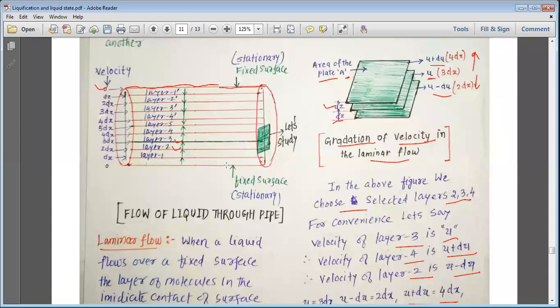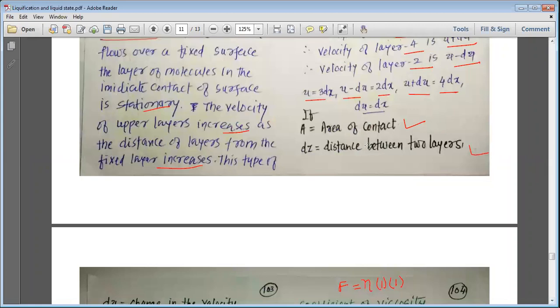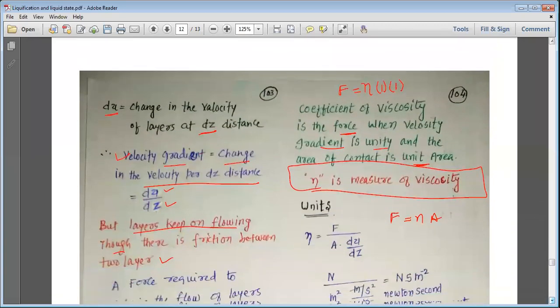This is known as the velocity gradient, and such flow of liquid is known as laminar flow. In laminar flow, my dear students, if A is the area of contact between the layers, dz is the distance between the two layers, and the velocity of one layer is u, whereas the upper layer is u plus du, and the lower layer is u minus du, the velocity gradient we can write is du by dz.